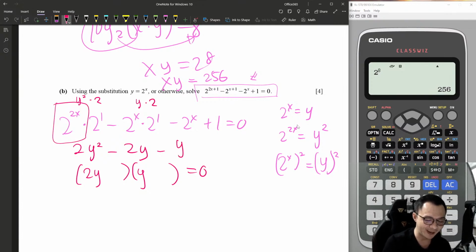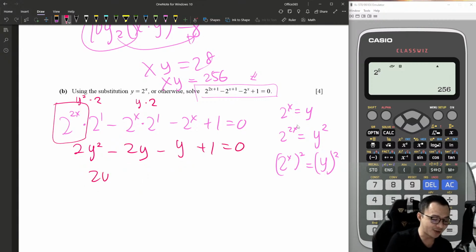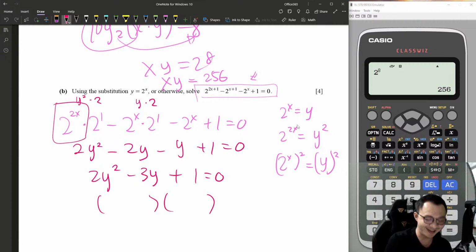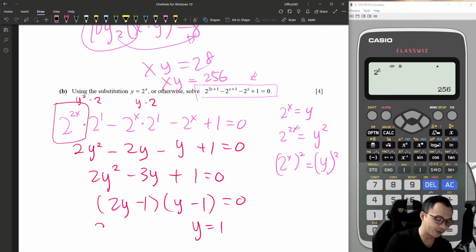This is minus y plus 1 equals 0. Then this is 2y squared minus 3y plus 1 equals 0. Okay, now we can factorize easily. This is 2y minus 1, y minus 1. So I get negative 3y, right? Yep, y equals 1 or y equals 1 over 2.